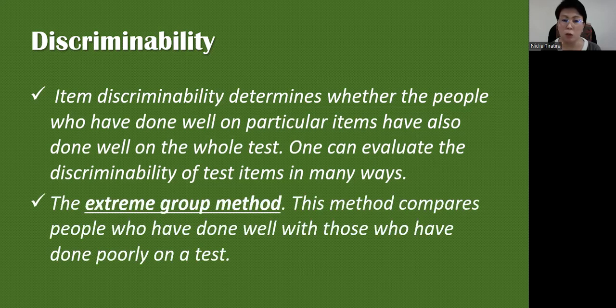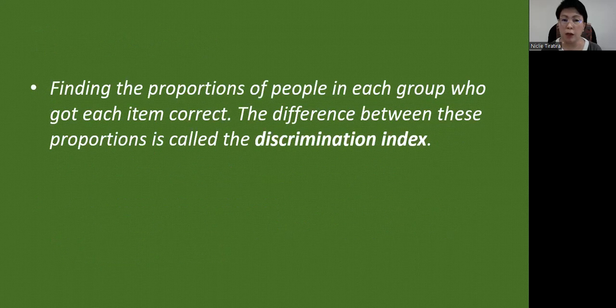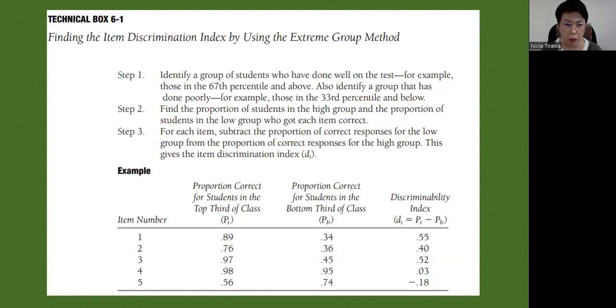Now, first is the extreme group method. This method compares people who have done well with those who have done poorly on a test. Finding the proportion of people in each group who got the item correct, the difference between these proportions is called the discrimination index. Now, here is an example from technical box 6.1, finding the item discrimination by using the extreme group score. And there are several steps to do this.